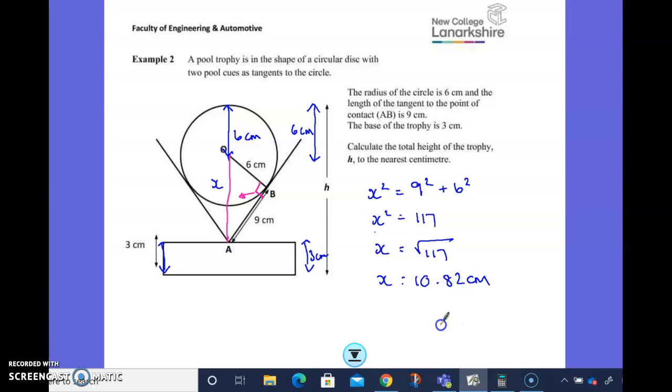And then we need to remember to answer the question. So I wasn't asked just to find the length of the longest line here, I was asked to find the full height. So to find the full height, I take my 6, add on my 10.82, add on the 3 for the base, and I get 19.82 centimetres. And that is the end of the circle.